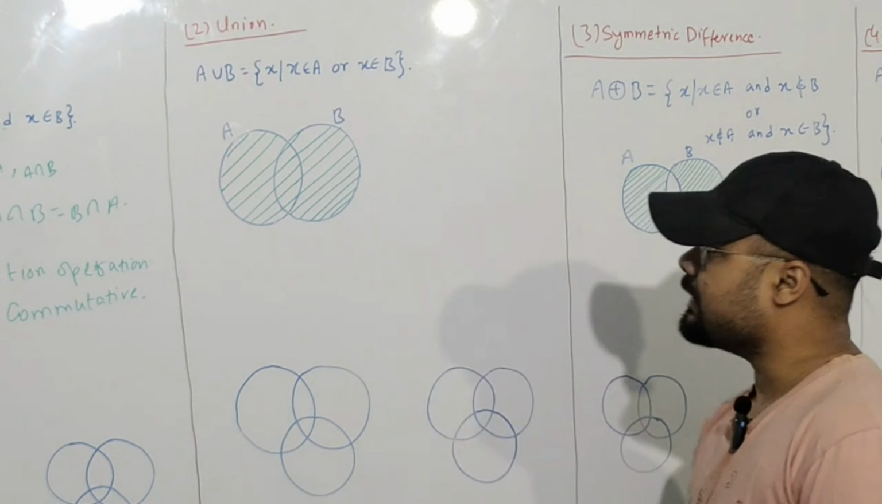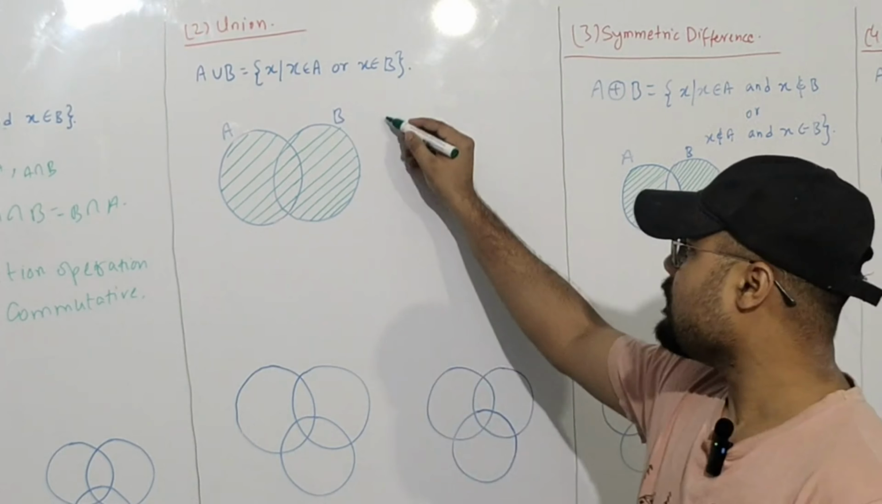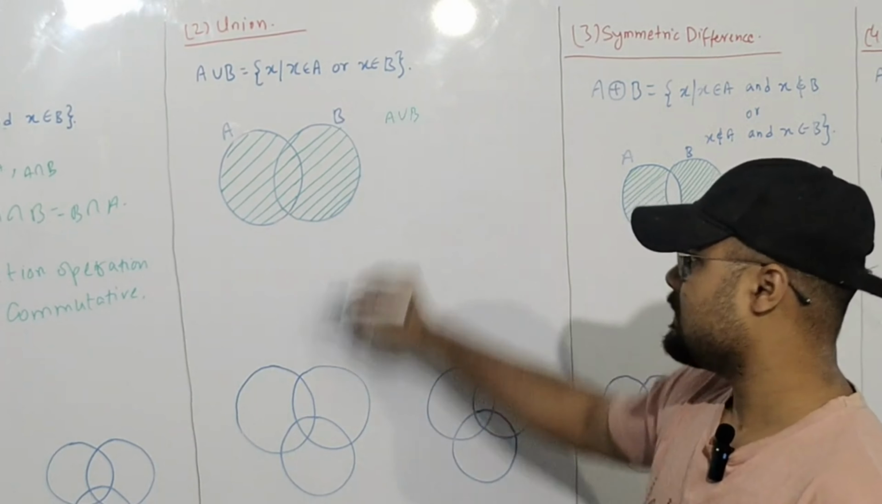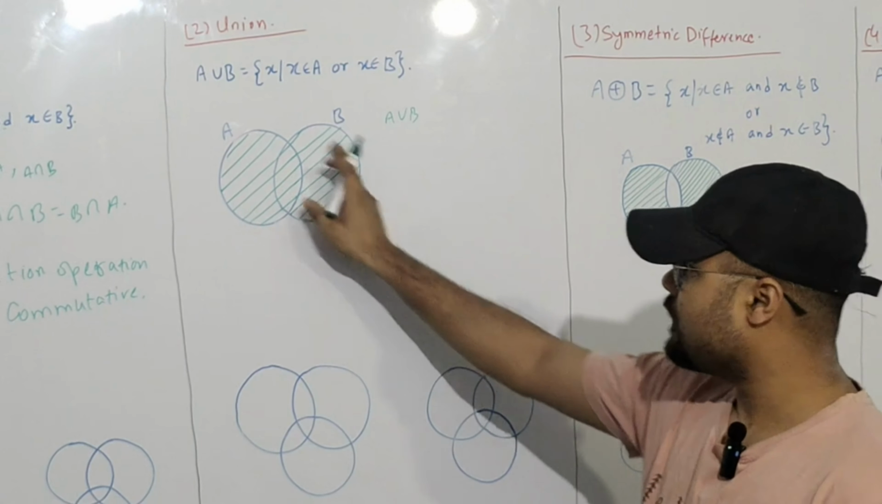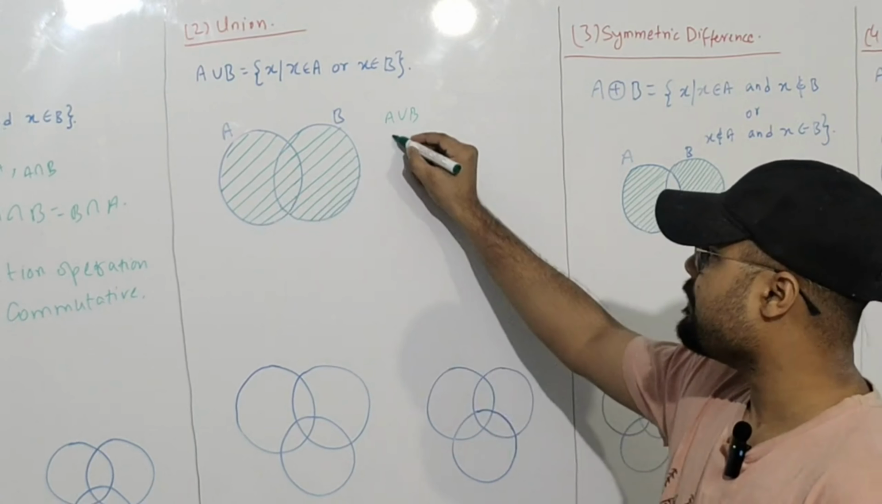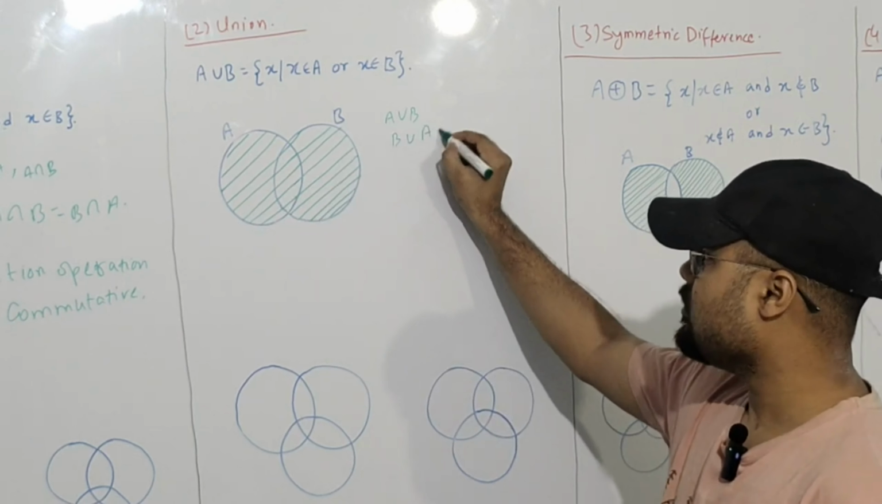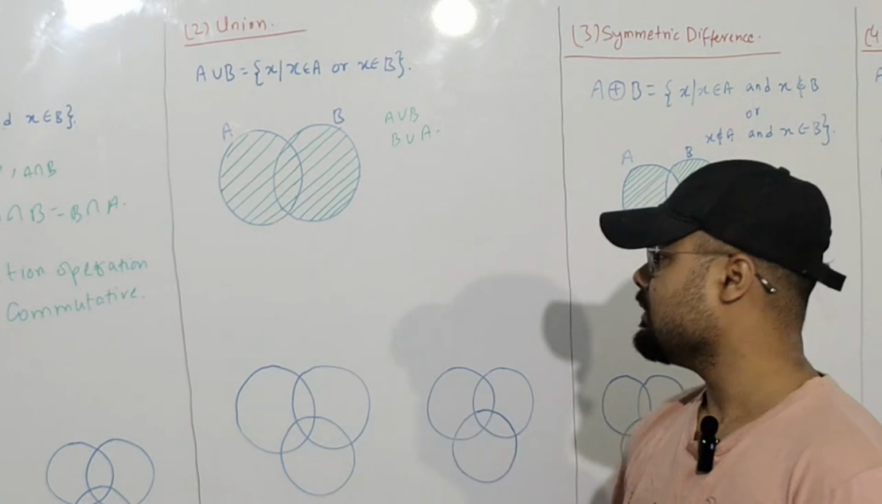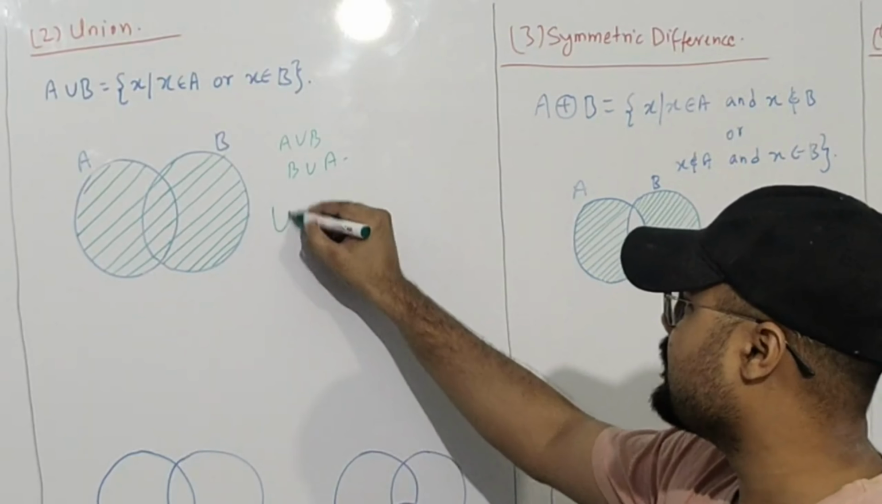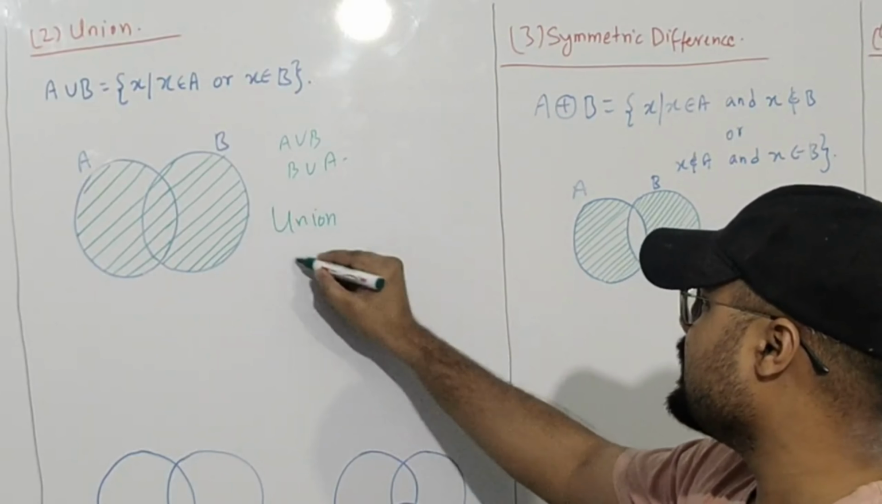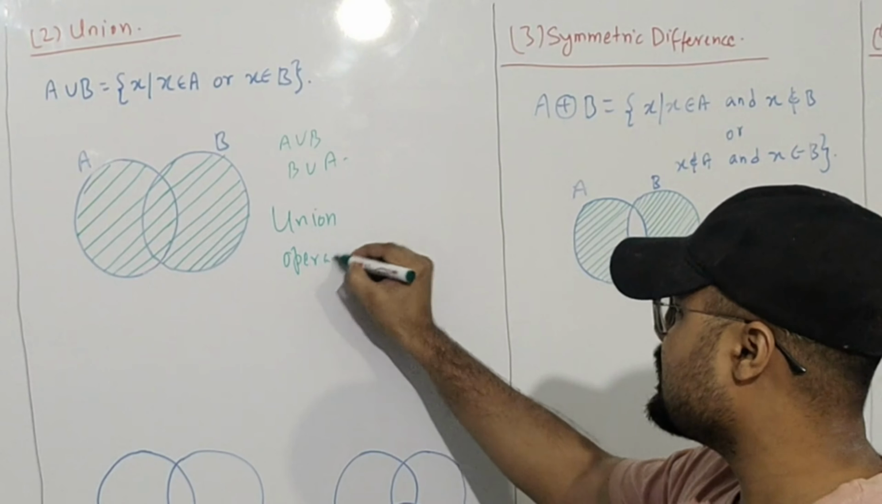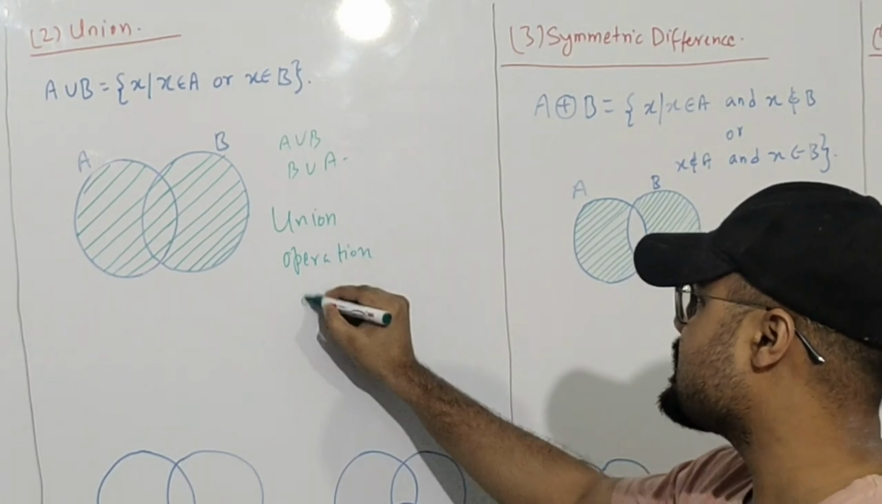Now let's look at union. If you perform A union B, then you are getting all of these elements, or you perform B union A, then you are getting all of these elements only. Union operation is commutative.